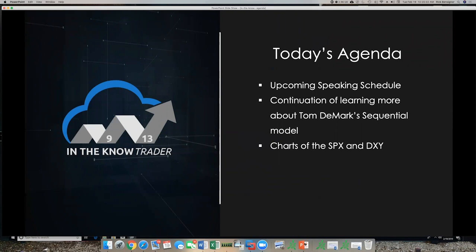So we'll discuss some of its uses and look at also some of its sister models and the differences between them, because there are several offshoots to Sequential that people use also on the institutional side. And to finish off the half hour that we'll spend together today, I'll take a look at the S&P and the dollar index chart and give you my thoughts on those, considering how important right now those two markets are to, I think, pretty much everything else going on in the world.